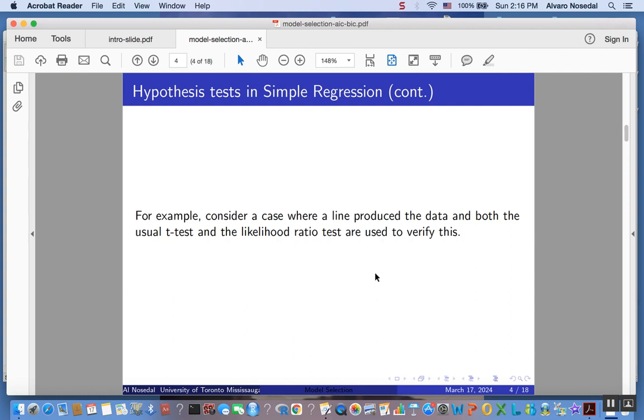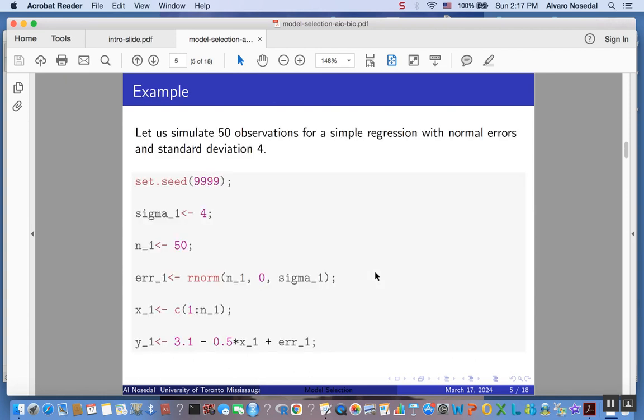In order to do this, let me produce some data. We're going to do a simulation to get some data, and this is going to be helpful because we will know exactly what the value of beta 1, the slope parameter, is. So let me launch R, and we're going to copy paste these R commands.